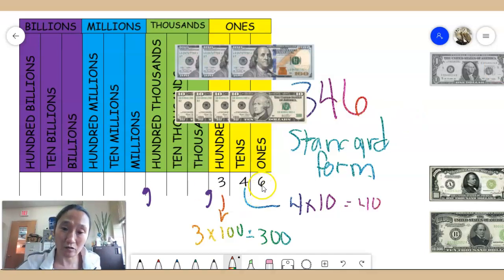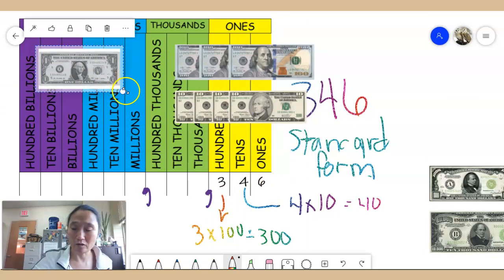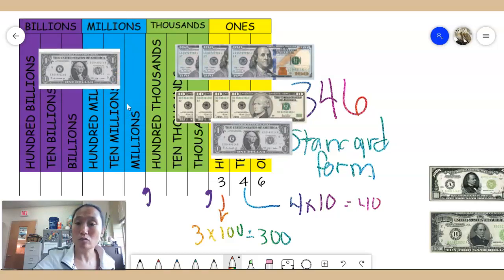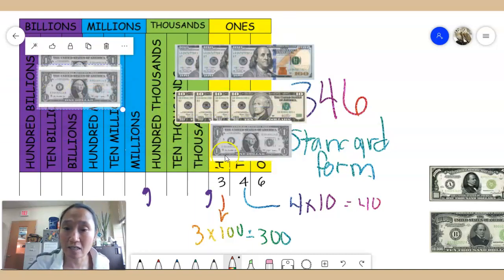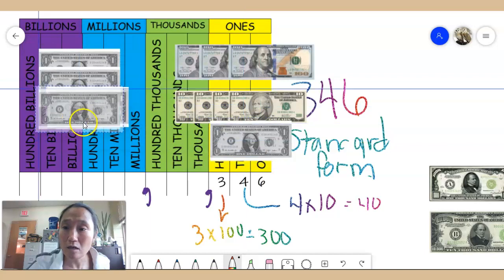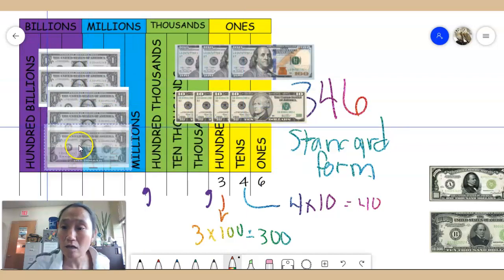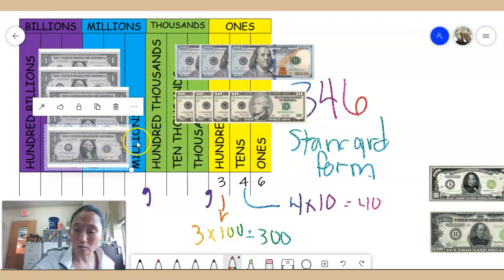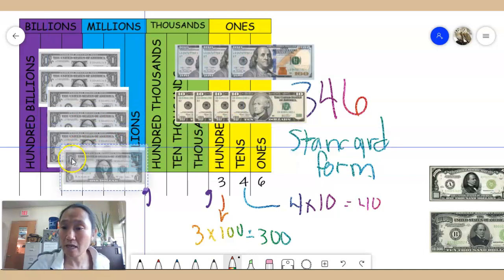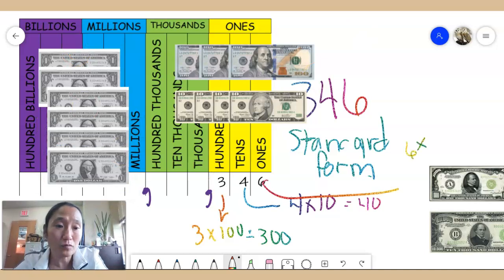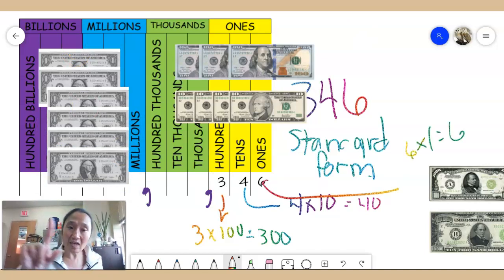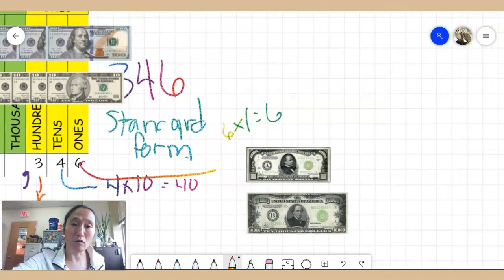And this 6 here tells me I have 6 groups of 1. So I have 1 group right there. Here's 5 more: 2, 3, 4, 5, for a total of 6. Here's 6 groups. Need 1 more. Okay, so then I have 6 groups of 1 for 6. And then I'm going to pull that all over.